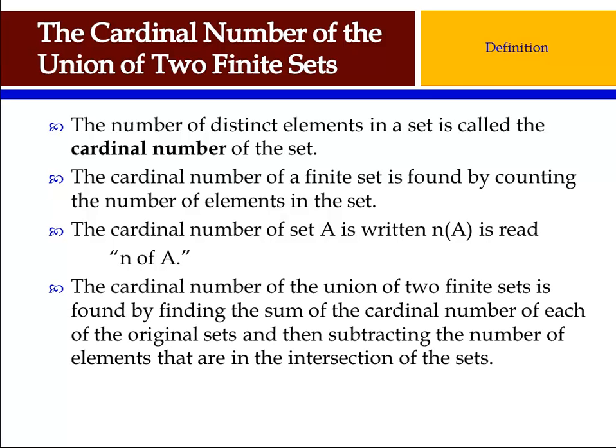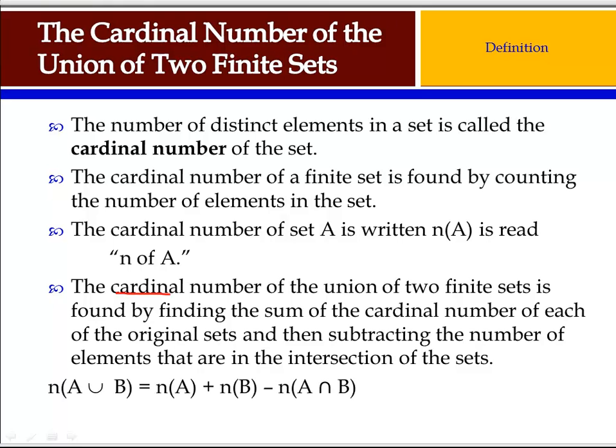Now, the cardinal number of the union of two finite sets is found by finding the sum of the cardinal number of each of the original sets, but subtracting any elements that are in the intersection. In other words, if they overlap, you can't count those elements twice. So to find the cardinal number of the union, we first find the cardinal number of each set, then we add those together, but we subtract the number of elements that are in the intersection of the sets. And you can see that written here.